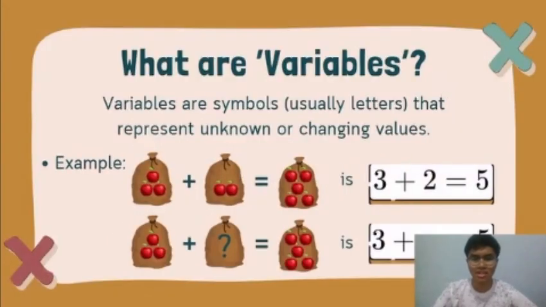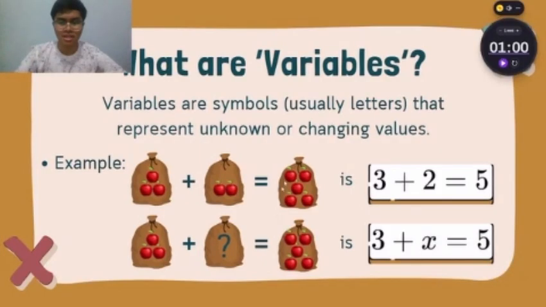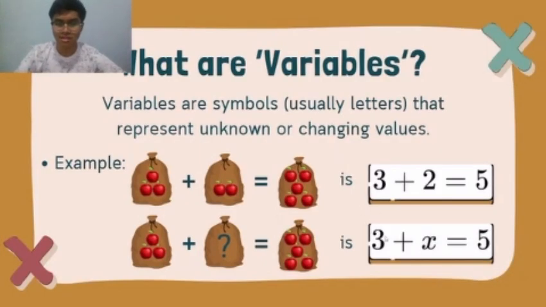What are variables? So variables are symbols, usually letters, that represent a noun or changing values. For example, 3 apples plus 2 apples is equal to 5 apples, and it is written like this: 3 plus 2 equals 5. But what if it's incomplete? Like 3 plus unknown equals 5. It is written like this, guys. 3 plus x equals 5. Quite simple, isn't it? Well, we need more examples to make it more clear.